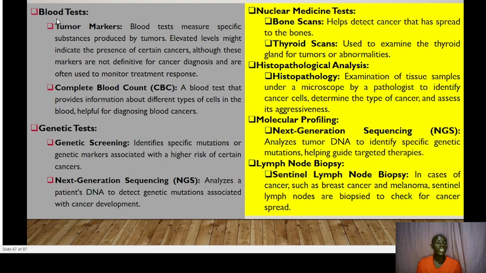We could also use the blood test, where we identify the tumor markers. This one will measure the specific substances produced by tumors. Elevated levels might indicate the presence of certain cancers, although these markers are not definitive for cancer diagnosis and are used to monitor the treatment response. Could also do the CBC, could also do the genetic tests like the genetic screening and next generation sequencing.